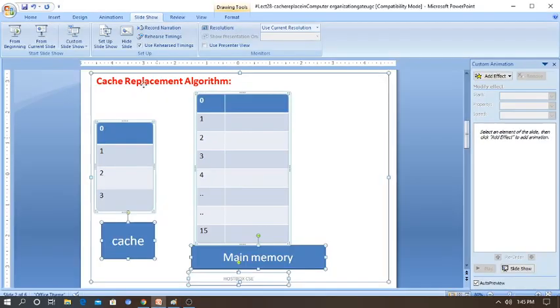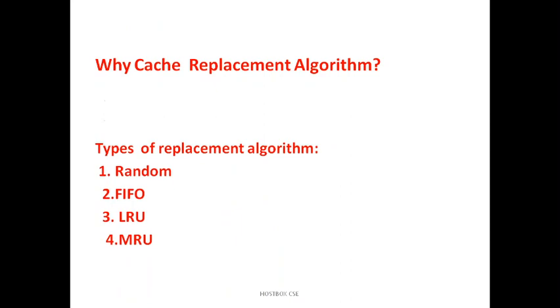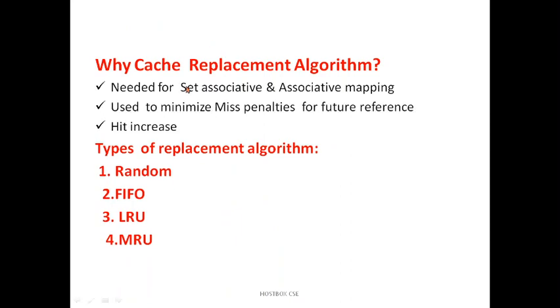Let's go back. Now the question is, why do we need it? There are some reasons why we need a cache replacement algorithm. First, it is always needed for set associative and associative mapping, as you know. It is also used to minimize miss penalties for future references, and also to increase hits. That means the hit rate will be increased here.